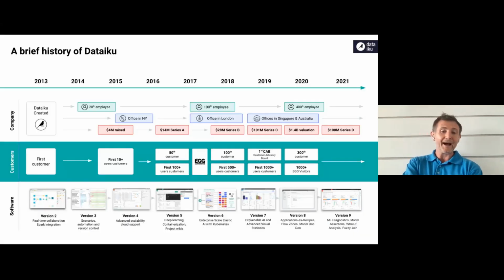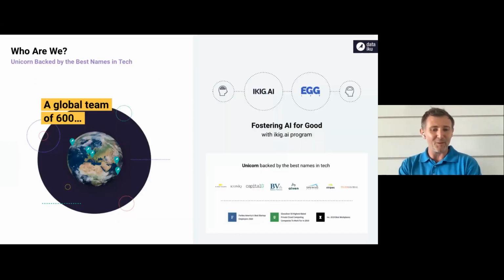Who are we as an organization? Well, we've been around about 8 years. We've just gone through Series D. We're second year in a row the leader in the Gartner Magic Quadrant for data science. And we've just released the 9th version of our platform.